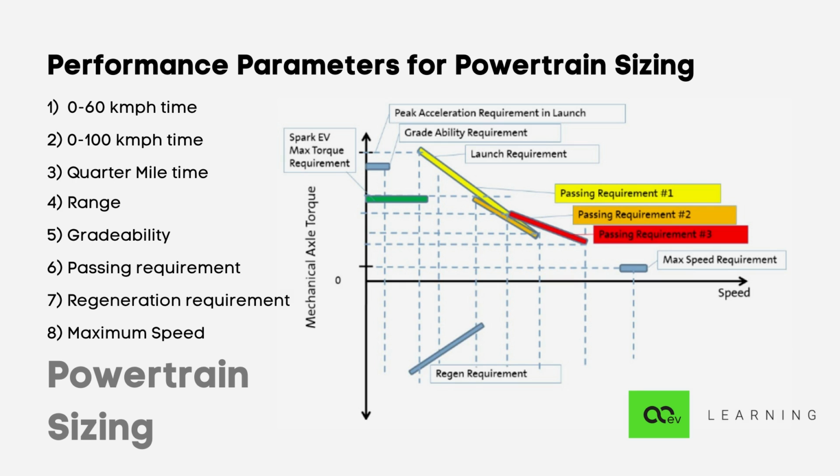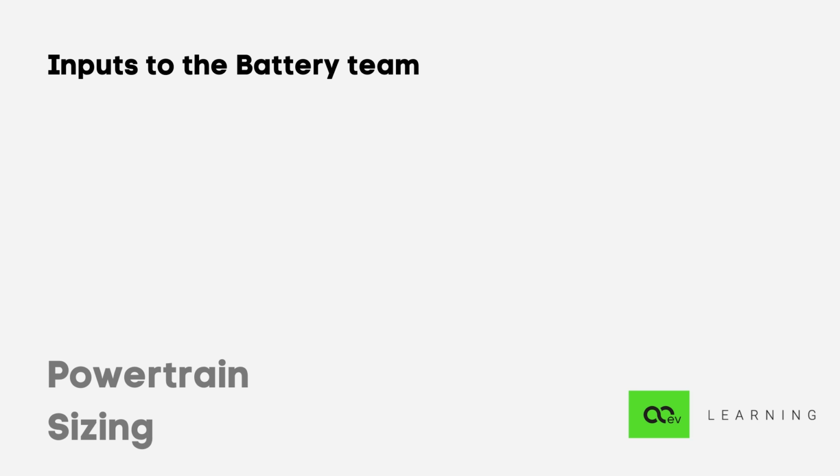This graph better explains and represents all the requirements and how they can be captured on our motor torque versus RPM chart. Now, of these parameters, almost all of them will determine the motor sizing, and some of them eventually go on to determine the battery as well. The inputs which the drivetrain team gives to the battery team are operating voltage of the system. This includes the operating voltage ranges and the upper and lower cutoff for the motor, below which the motor won't run.